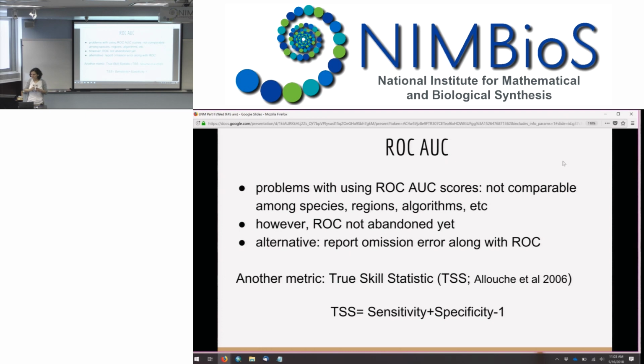For the TSS, I think Town told you, I agree with you. The specificity is not true specificity because we're using pseudo-absence instead of true absence. However, for AUC and the other evaluation metrics, they all rely on this fake specificity. You're right. That's a very good point. TSS is no better or no worse than AUC, because AUC is also using specificity right here.